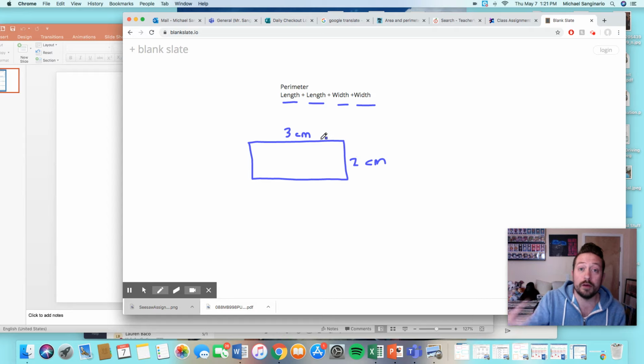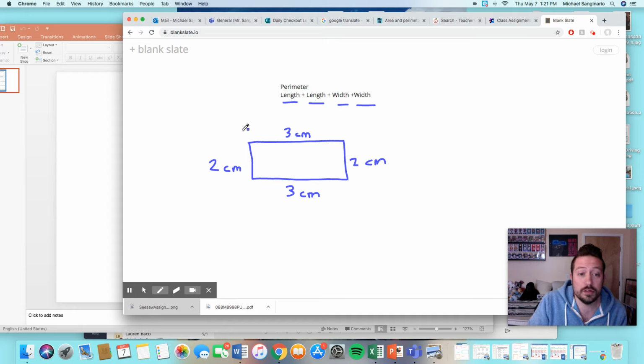What do you know about rectangles? Well, you know that the opposite sides measure the same. So if the length is 3 centimeters, then you know the opposite one is 3 centimeters. And if the width on this side is 2 centimeters, you know that the opposite side is also 2 centimeters.